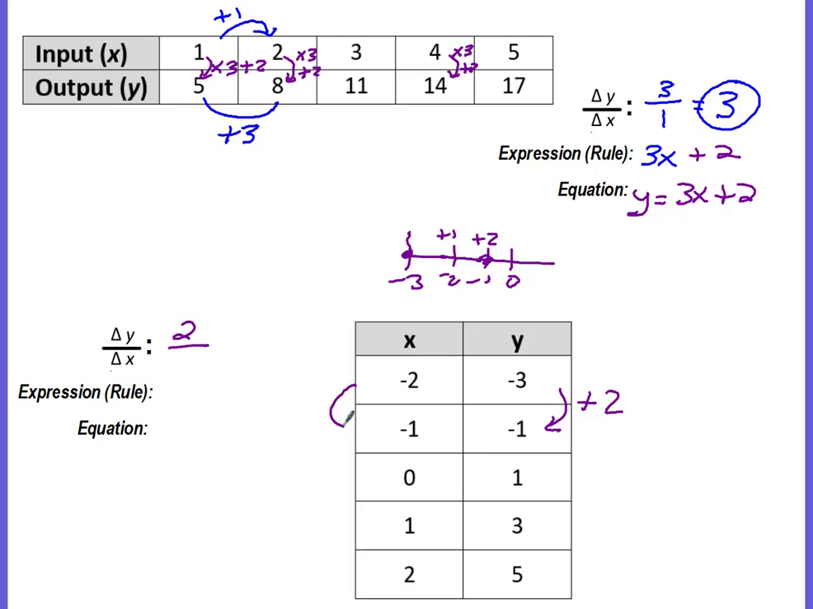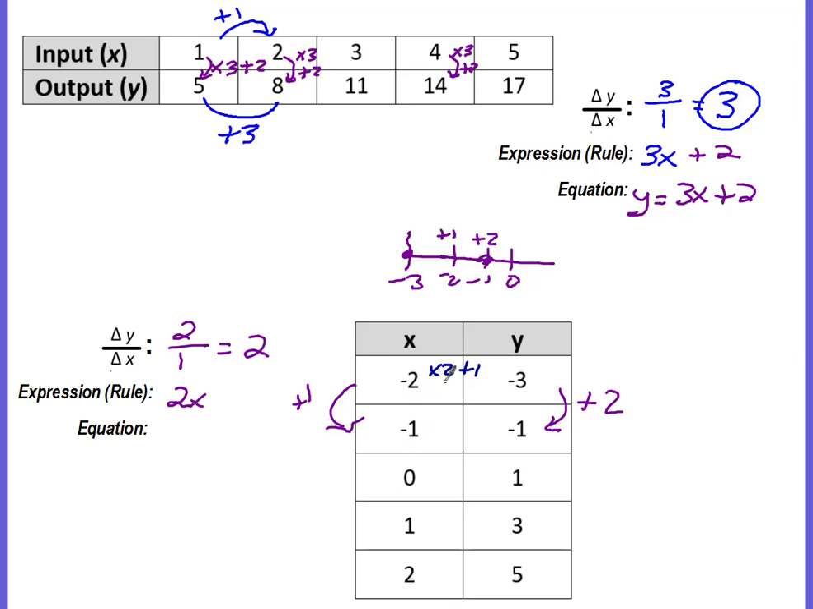And what is our change in x? We're going from -2 to -1. We're increasing again, so it's a positive, and we're increasing by 1. So our rate of change is 2 over 1, which simplifies to 2. This is our coefficient to x. We're going to multiply x by 2. I'm going to change colors, and let's do some math. If I multiply -2 times 2, that gives me a -4. But I want to get -3. So what am I going to do to -4 to make the -3? I'm going to add 1.